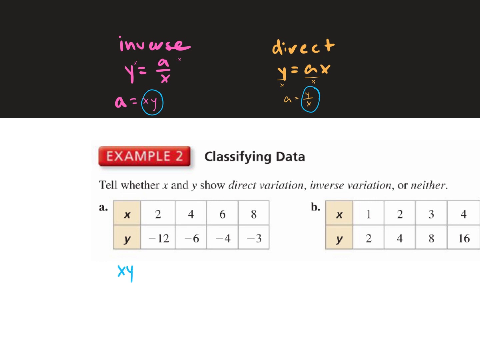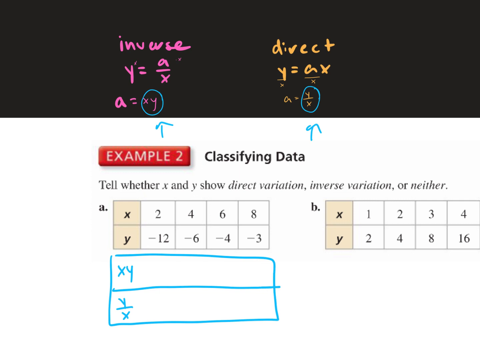We want to find what x times y is and what y divided by x is. The one that gives us the constant will either be inverse variation or direct variation. So we're looking for which one, if we multiply the two numbers and get a constant, or if we divide the two numbers and get a constant. We're looking for that constant. It's never going to be both. So x times y here is inverse variation. Y divided by x is direct variation.